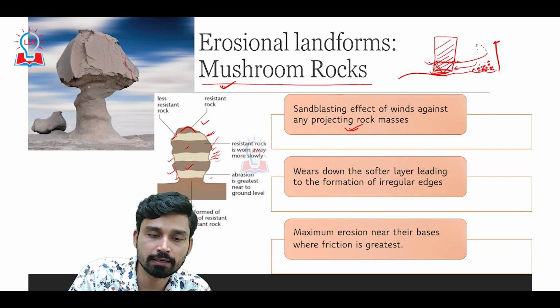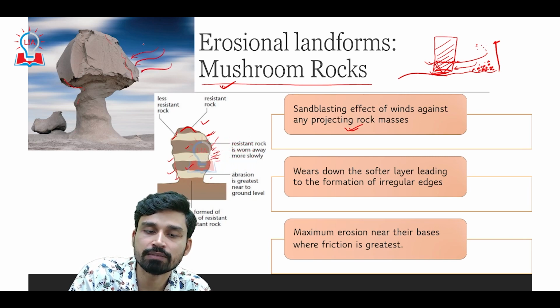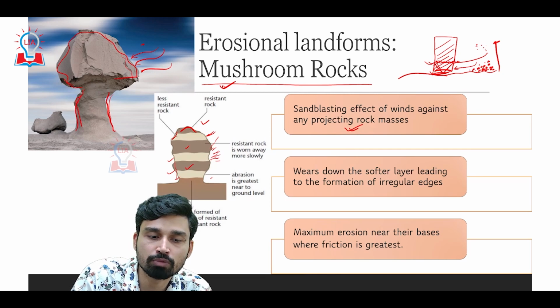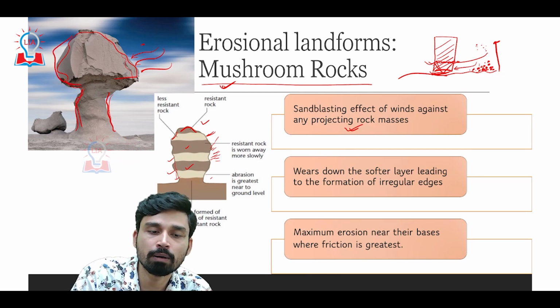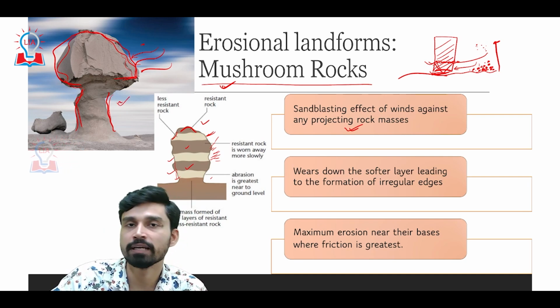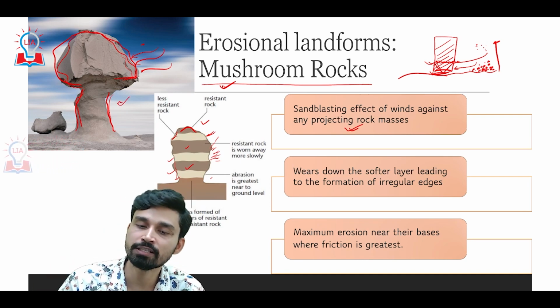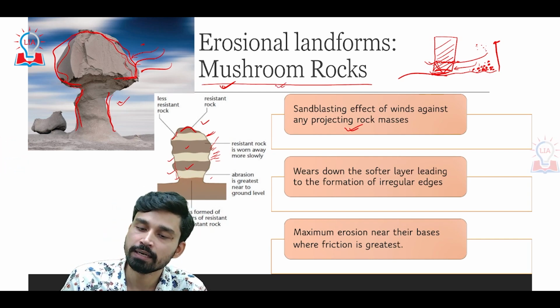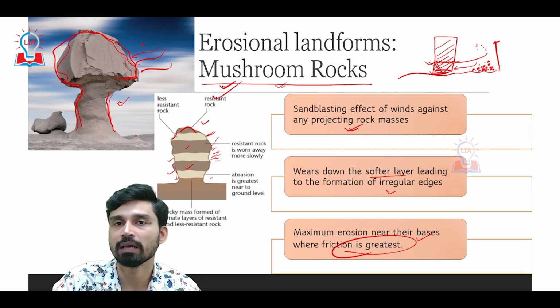And that is why you can see here the upper part of the rock, since the sediment coming at this particular height is much lesser, is eroded at a lesser rate, and the lower part is eroded at a much faster rate, and that is why it is much thinner in diameter, while the upper part of the rock is much wider in diameter. It is due to this differential erosion due to the height difference that we get what we call mushroom rock. Also, as we have discussed, it wears down the softer layer leading to formation of irregular edges. Maximum erosion occurs near the bases where friction is the greatest, and that is why we have formation of mushroom rocks.